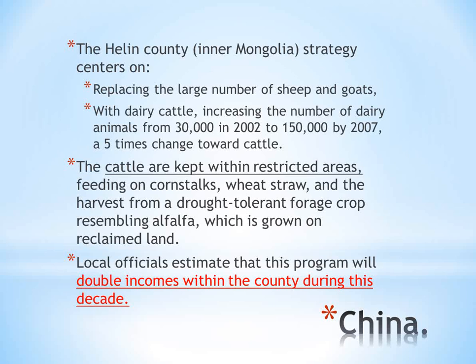A 5 times change toward cattle. The cattle are kept within restricted areas, feeding on corn stalks, wheat straw, and the harvest from a drought-tolerant forage crop resembling alfalfa, which is grown on reclaimed land. Local officials estimate that this program will double incomes within the county during this decade.